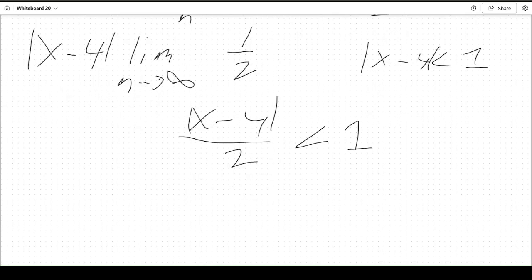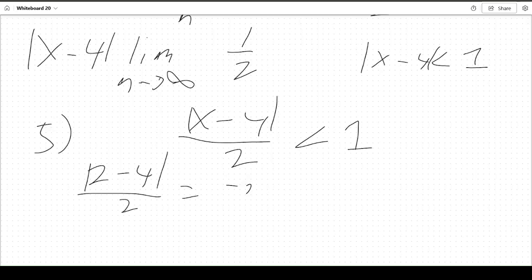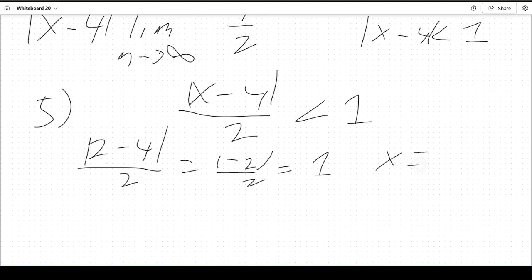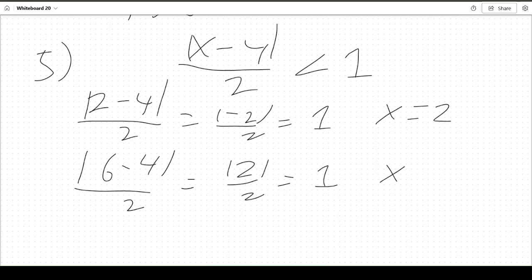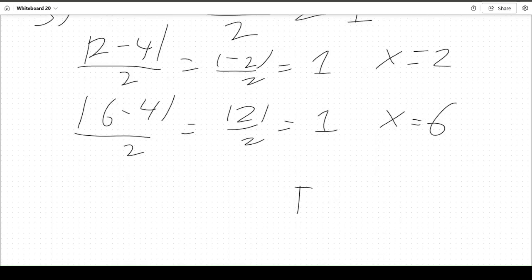So what value of x would make this whole thing equal to 1? We can plug in 2 for x, right? This would be 1, so we got x equals 2. And we can plug in 6. 6 minus 4 is 2. It'll be equal to 1. So we can have x equals 6. The interval of convergence is 2 to 6.